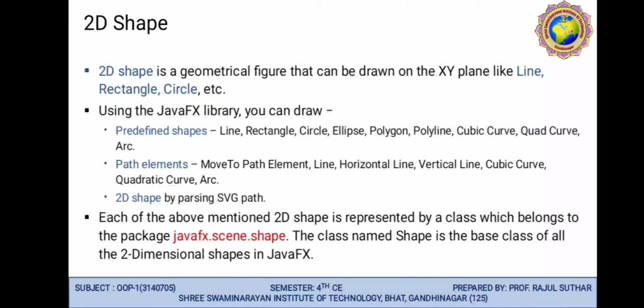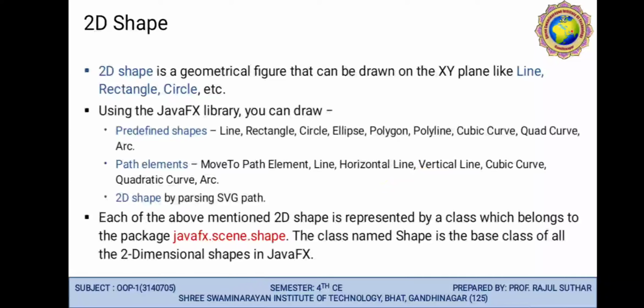Predefined shapes you can draw are the line, rectangle, circle, ellipse, polygon, polyline, cubic curve, quadratic curve and arc. And which are the path elements? What is a path element? Move to, from one location to another location. The path elements are move to, line, horizontal line, vertical line, cubic curve, or you can draw the 2D shape by using the SVG path.